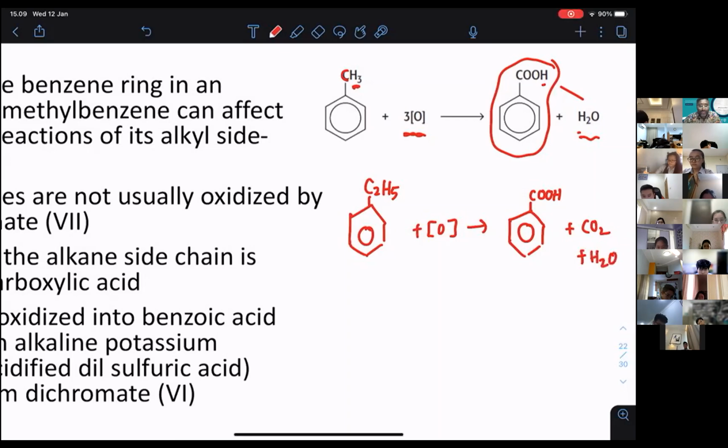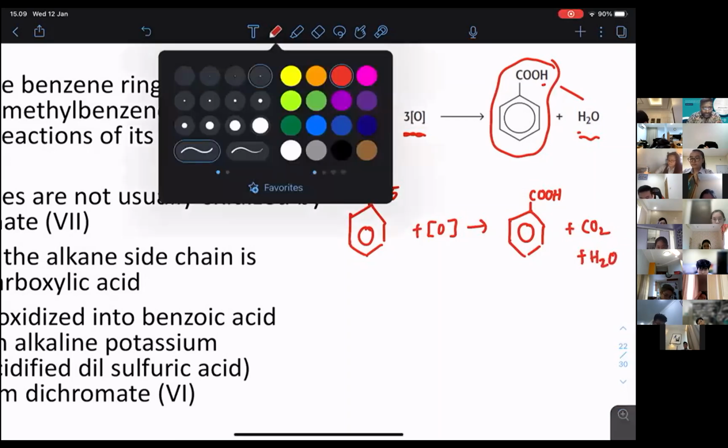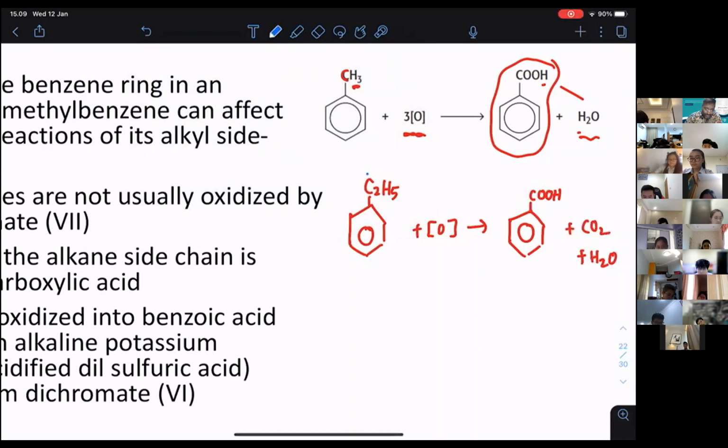No need to learn how to balance, because I've seen a question in a past year paper where they gave 2 carbons over here, and students know that it's going to be oxidized to become carboxylic acid, but don't know how many carbons they need to put. Students will think that maybe another carbon is needed, but this is wrong. It's still going to be 1 carbon. So you do not need to know how to balance that; it's not required.